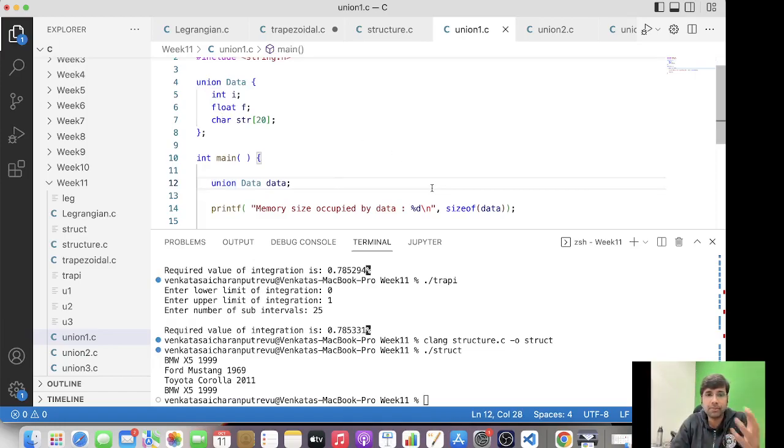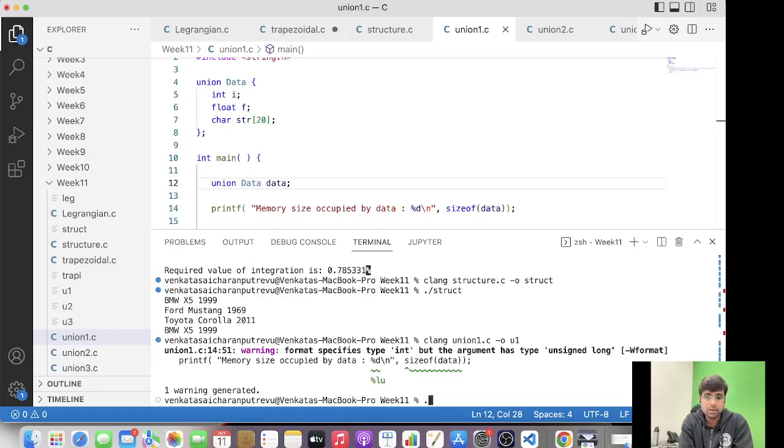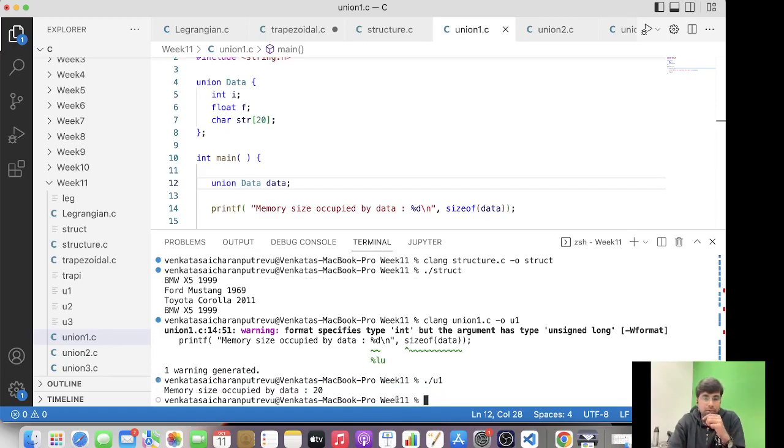Let us try to run this example to see the memory occupied by the union. Let us see, clang union. You can see, although the string is 20 and then float and int are 8 and 4, 32 should be the ideal size if it were a structure, but for the union you get only 20 bytes. So is there any problem with the union?